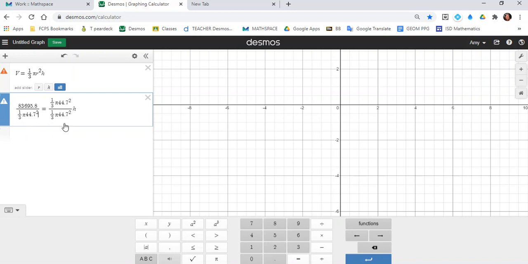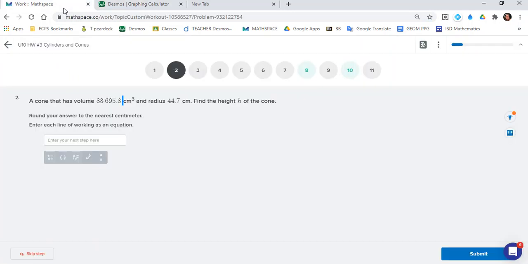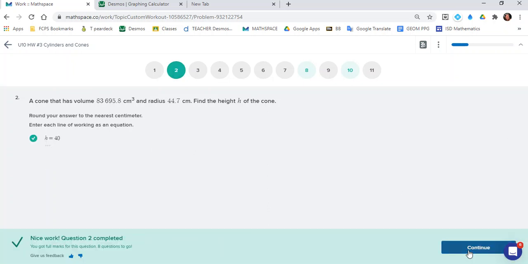Are you with me? So now I'm going to go down here and copy this whole thing, and this is going to be my answer to h. My answer is 40.00. I'm going to look at my answer here. It says round to the nearest centimeter, and your answer should be what am I solving for? h equals 40. Don't forget to put h equals, and that is your answer.